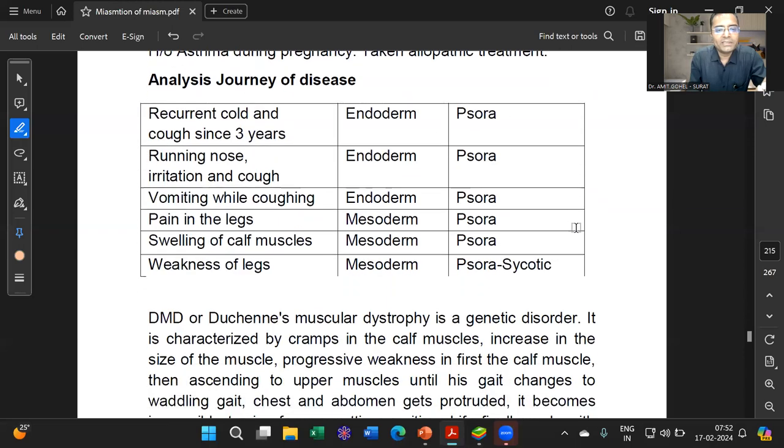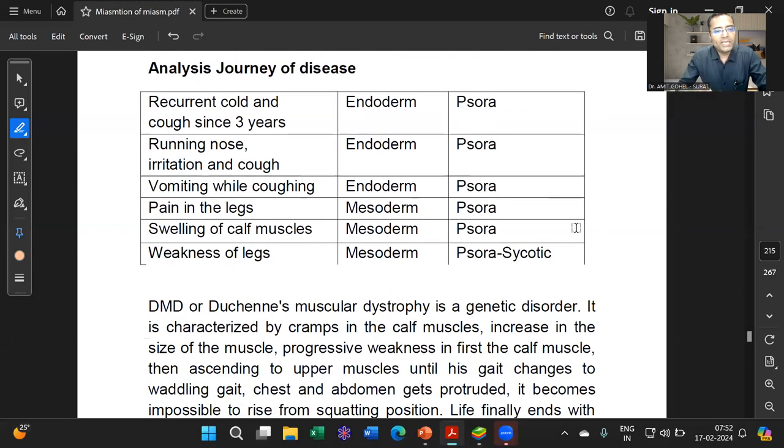So we have to analyze the journey of the disease. He had recurrent cold and coryza since 3 years. The layer affected is endoderm, and there is psora. Running nose, irritation and the cough, the endoderm again, psora. Vomiting while coughing, endoderm, psora. Pain in the leg, mesoderm, muscle tissue, psora. Swelling of the calf muscles, mesoderm, psora. And weakness of the legs, mesoderm, psora, psychotic.